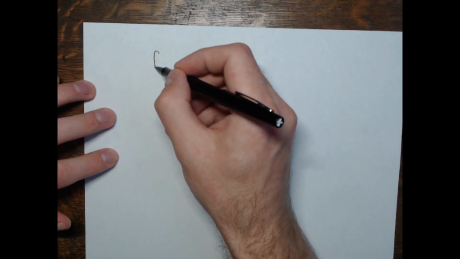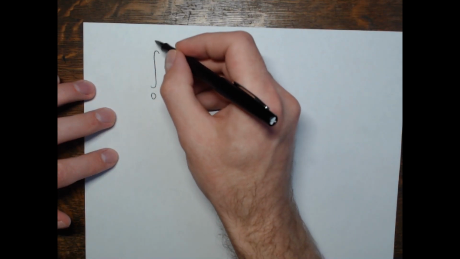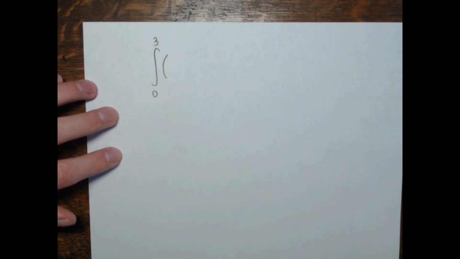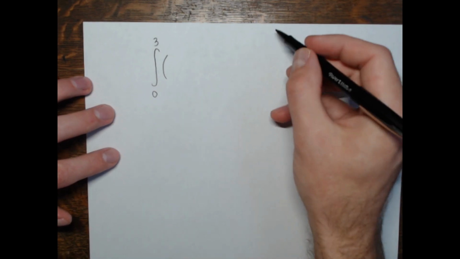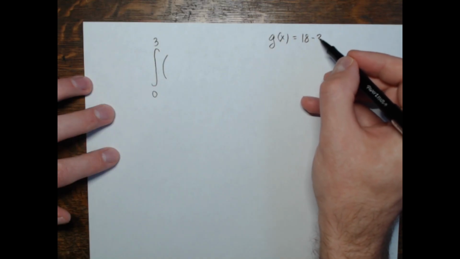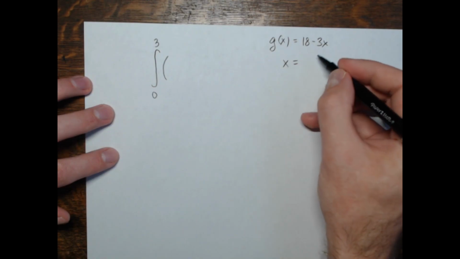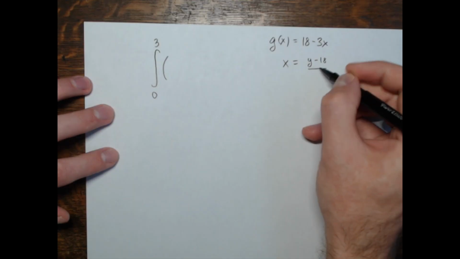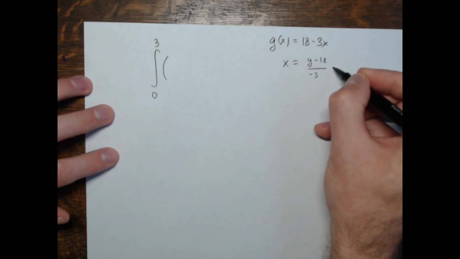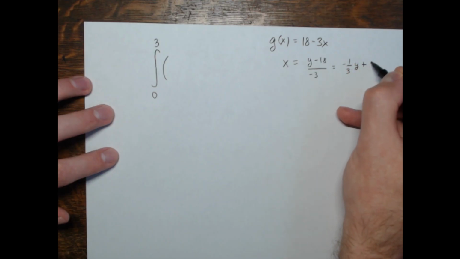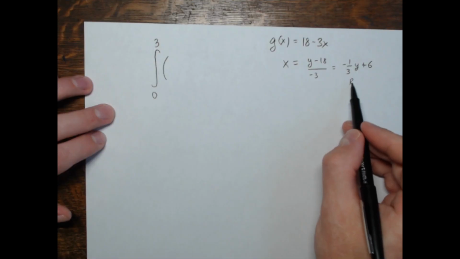So again, the y coordinates go from 0 to 3 in that region. So from y equals 0 to y equals 3. So again, the red curve, g of x was 18 minus 3x. So x would be y minus 18, divided by negative 3. So negative 1/3 y plus 6. So that's my right curve.